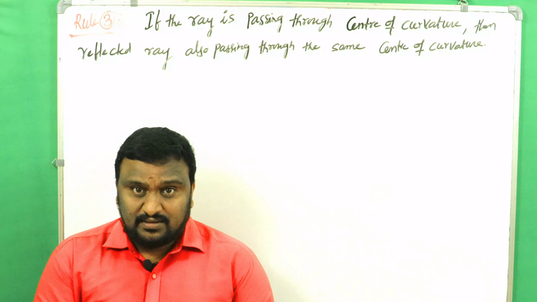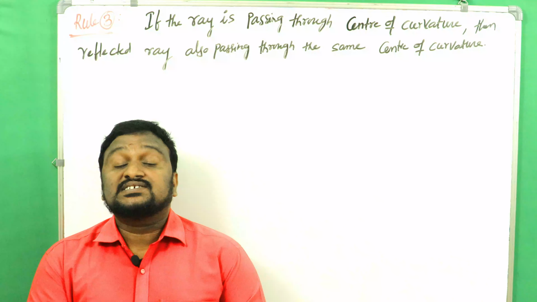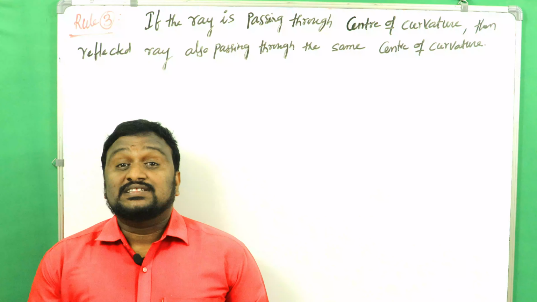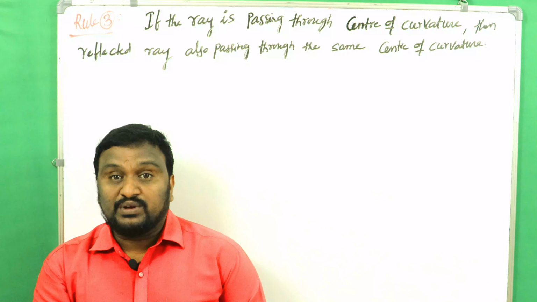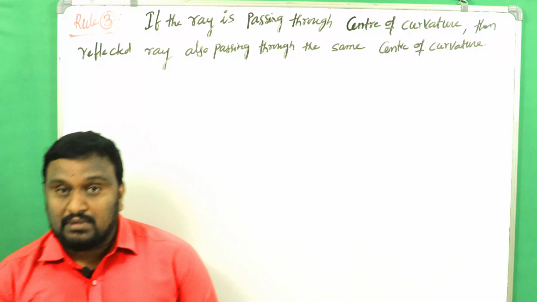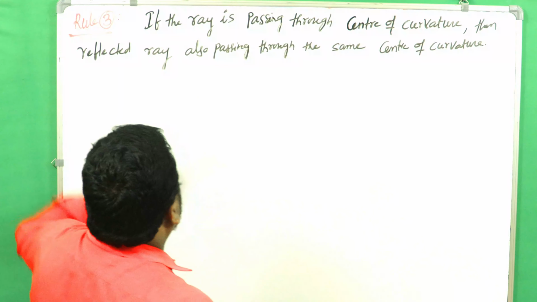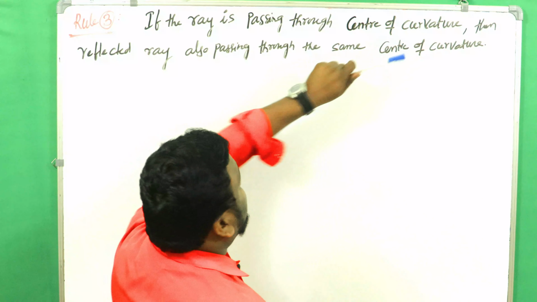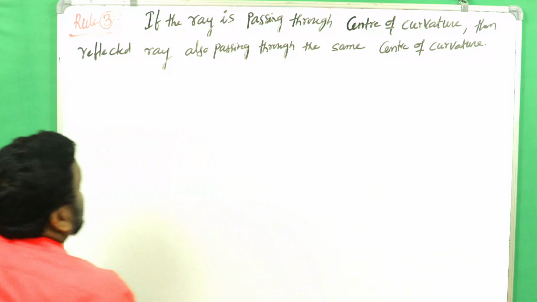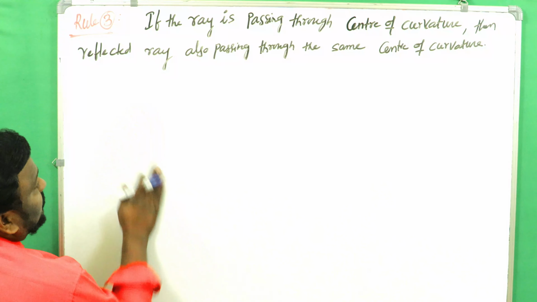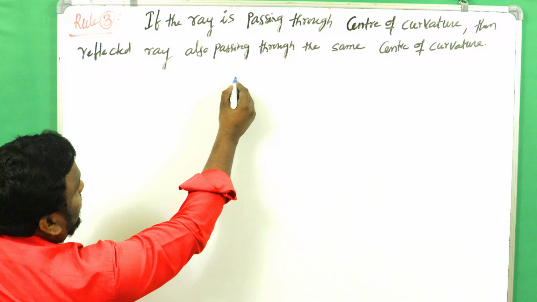Now rule number 3. If the ray is passing through the center of curvature, then the reflected ray is also passing through the same center of curvature. This is the third rule you have to remember. Okay, if the ray is passing through the center of curvature, then the reflected ray also passes through the same center of curvature. So that is what we are going to discuss in the case of the first, the concave mirror.